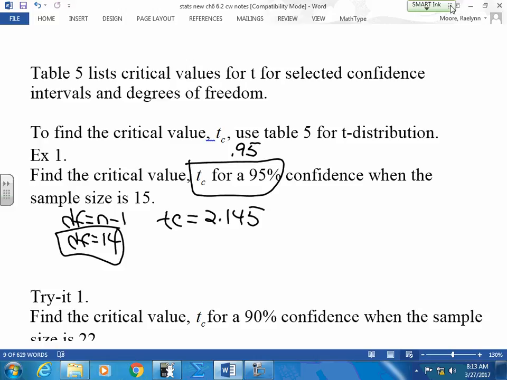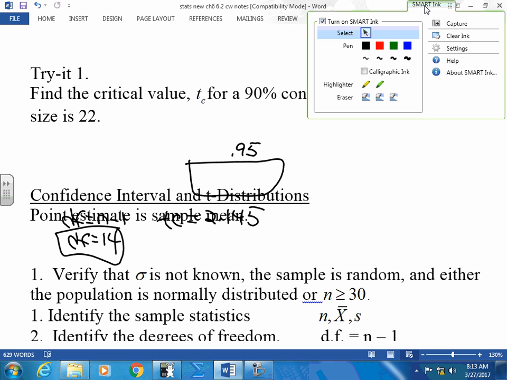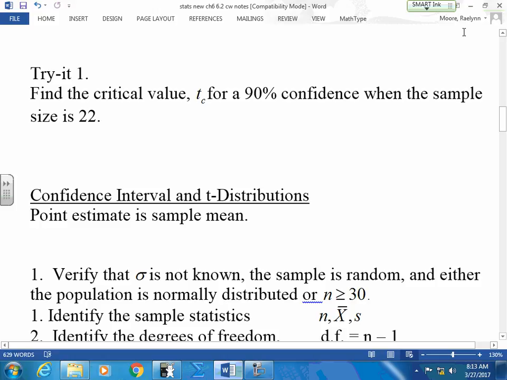All right, so you guys find me, write yourself one. Ladies in the back there. Yeah. So Sarah, tell me how I would do this. Find the critical value TC for a 90% confidence when your sample size is 22.